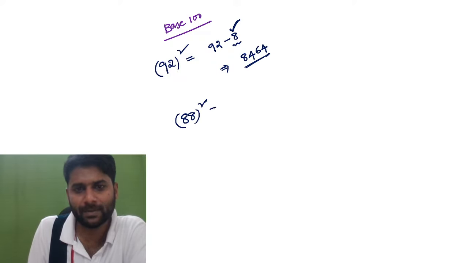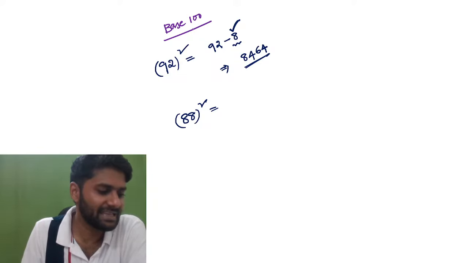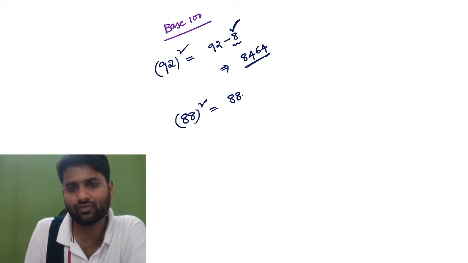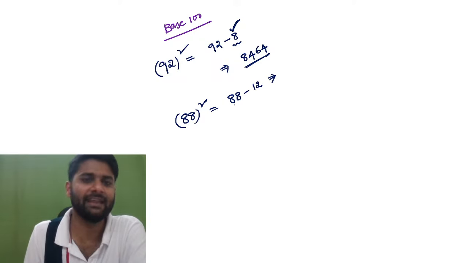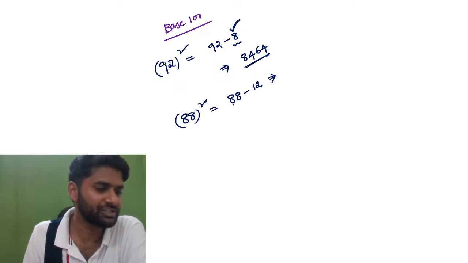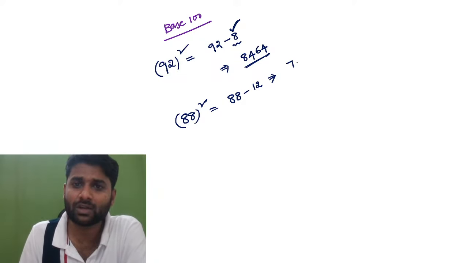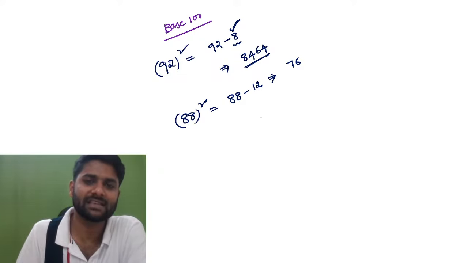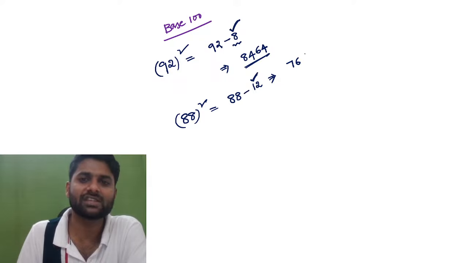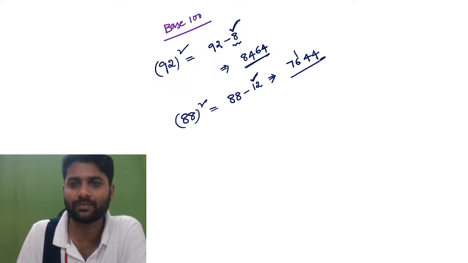88 square. Step number 1: 88 is less than 100 by 12 units, and those 12 units you have to subtract from 88. 88 minus 12 is equal to 76. We subtracted 12 units, so consider the square of that value. 12 square is equal to 144. I told you, write down only 2 digits and the remaining should be a carry over. Then the answer is 7744.